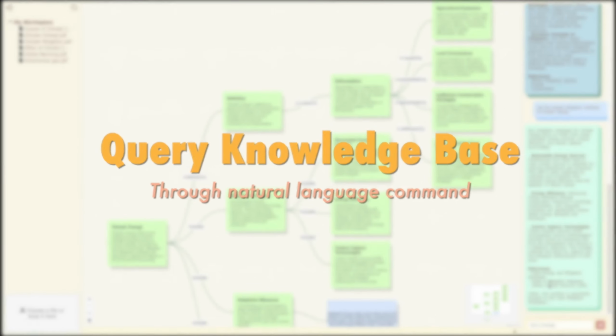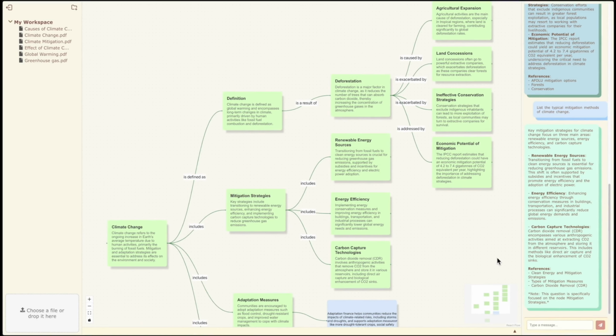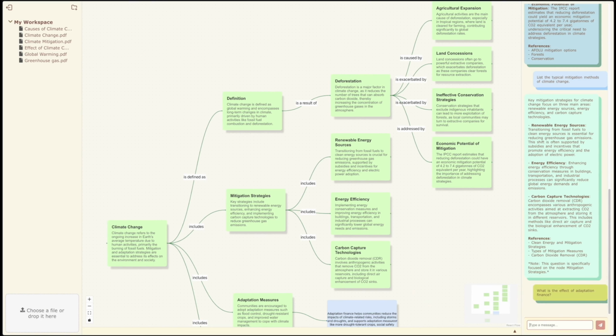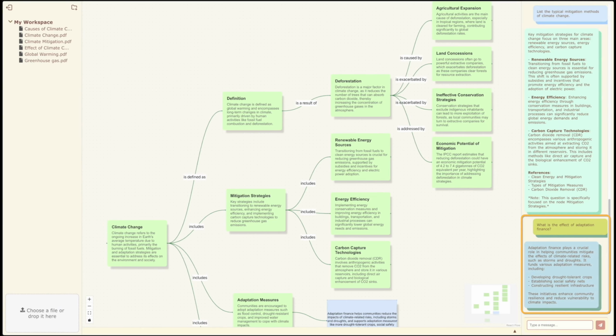Several days later, Robert returns to MindTrellis to review what he's learned. He remembers adding information about adaptation finance, but wants to refresh his understanding. He types in the chat, "What's the effect of adaptation finance?" MindTrellis recognizes this query can be answered using the information he previously added to the map. The system responds directly in the chat without modifying the map structure.